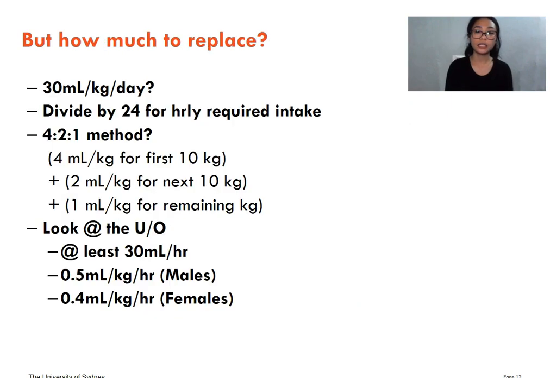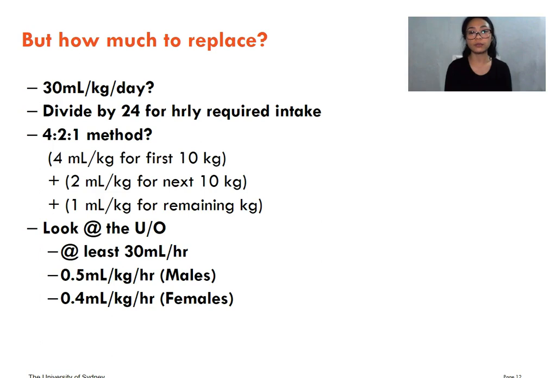How much to replace? A general guide for the amount of fluid required in a healthy adult is about 30 milliliters per kilo per day. If, for example, a patient weighed 50 kilos, they would require 30 milliliters multiplied by 50 kilos, and that would equate to 1.5 liters a day. And then to obtain the hourly fluid intake, that would need to be divided by 24.